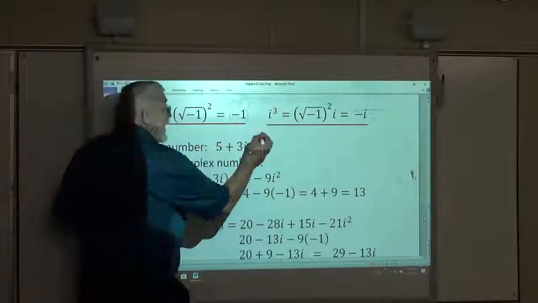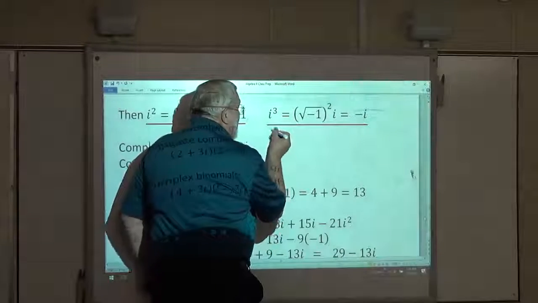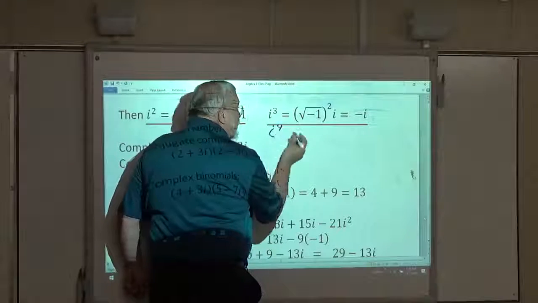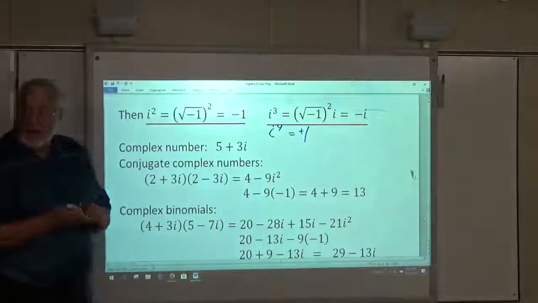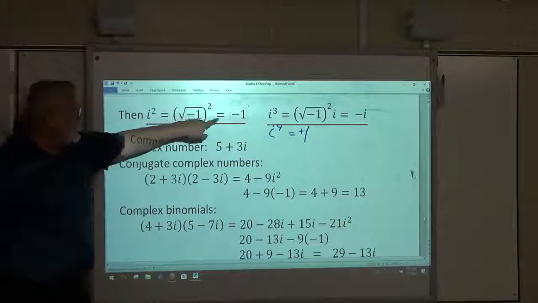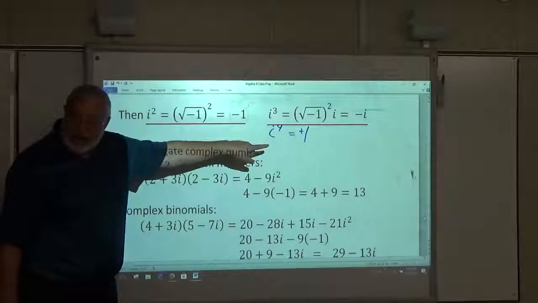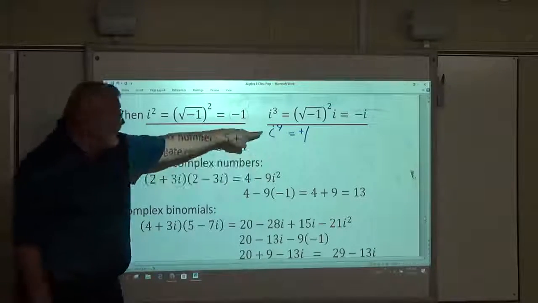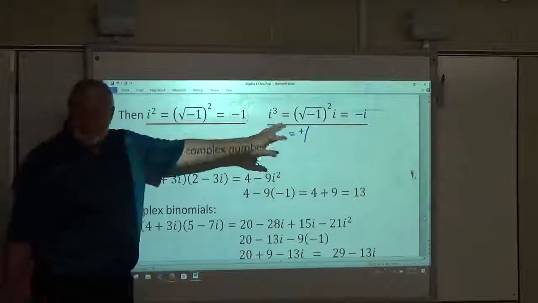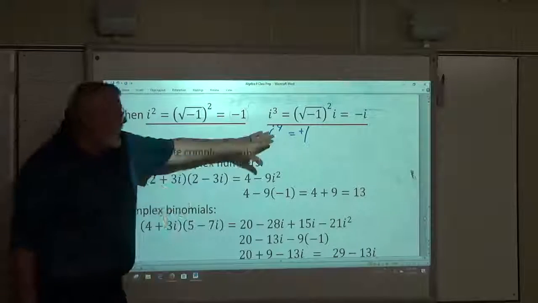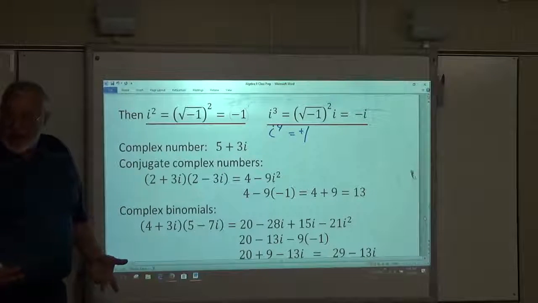I can't use this pencil because it's dead. i to the 4th power will equal +1. Because 2 of them is -1. That's 2 of these. And the other 2 are -1. -1 times -1 is +1. And then after you get these 4, when you get to 5, you have these 4 plus 1. So it's going to be i.